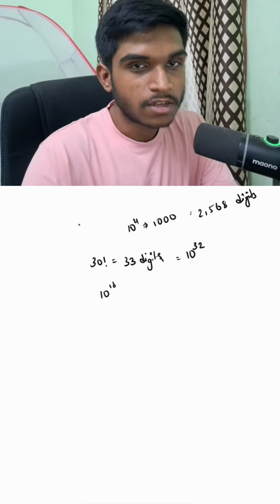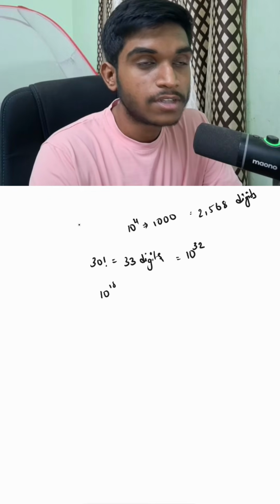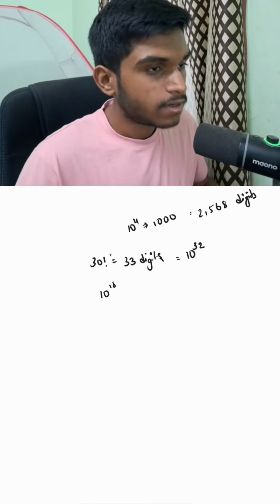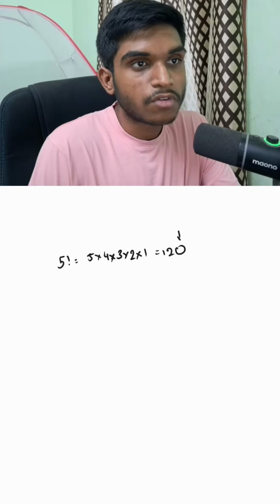Normally there's another method to solve this question, like using manual multiplication and storing the result in a vector. But for this question, there's an even easier way to solve it. Let's see that. Consider 5 factorial, which is 120. We have a trailing zero count of 1.